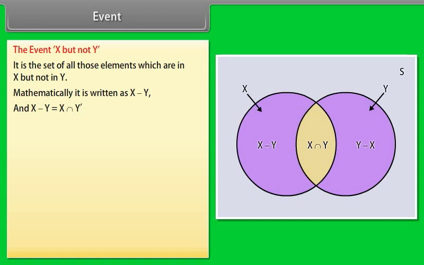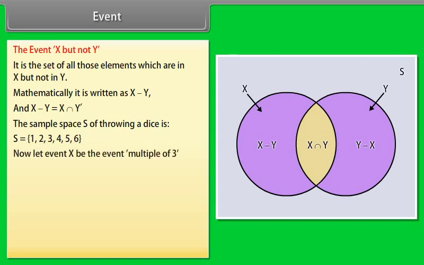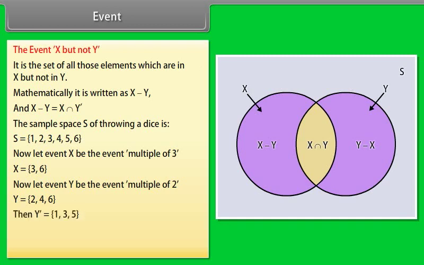To understand it, let's take an example. The sample space S of throwing a dice is S = {1, 2, 3, 4, 5, 6}. Let event X be the event multiple of 3. X = {3, 6}. Let event Y be the event multiple of 2. Y = {2, 4, 6}. Then Y dash = {1, 3, 5}. The event X intersection Y dash = {3}.